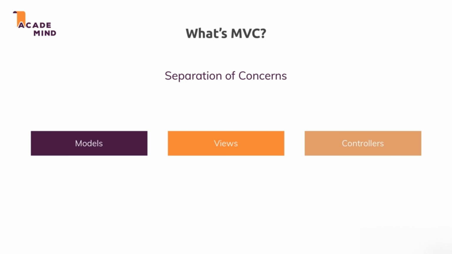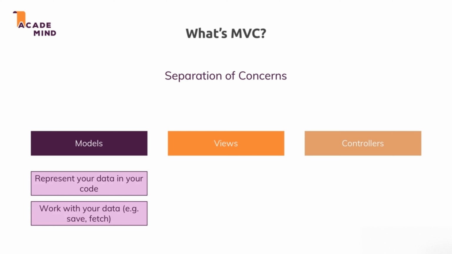Models are basically objects, or a part of your code, that is responsible for representing your data in your code and allowing you to work with your data. So things like saving data, fetching data to or from a file, or even if it's just in memory as we're currently doing it, this should be handled by models.